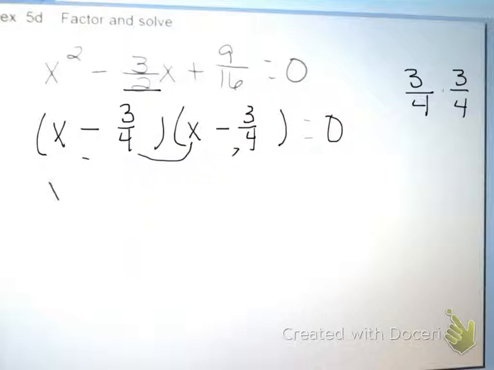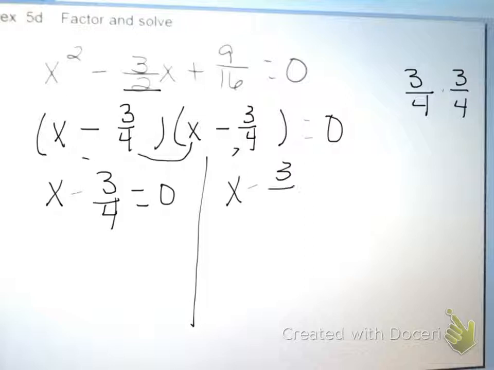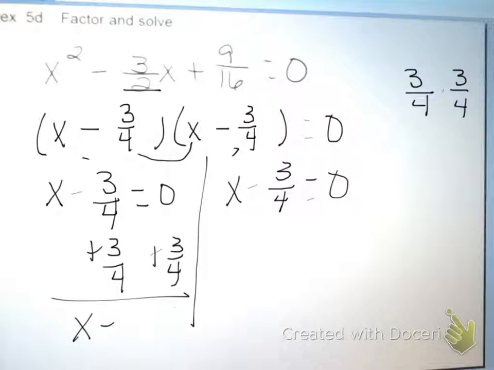Put each one equal to 0. I'm going to add 3/4 to both sides. So x is equal to 3/4.